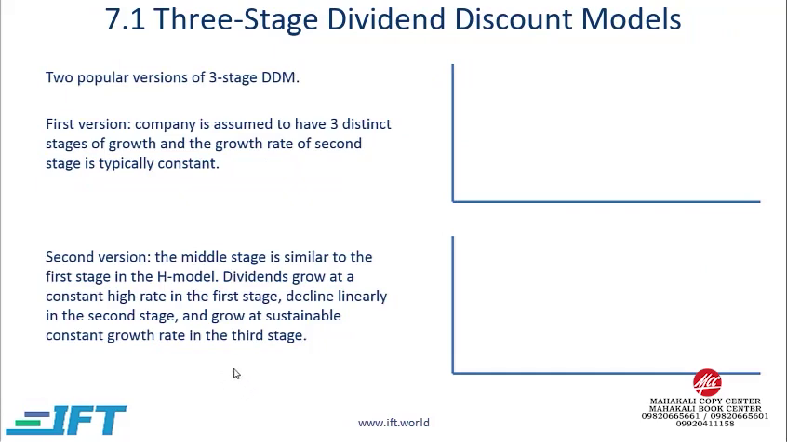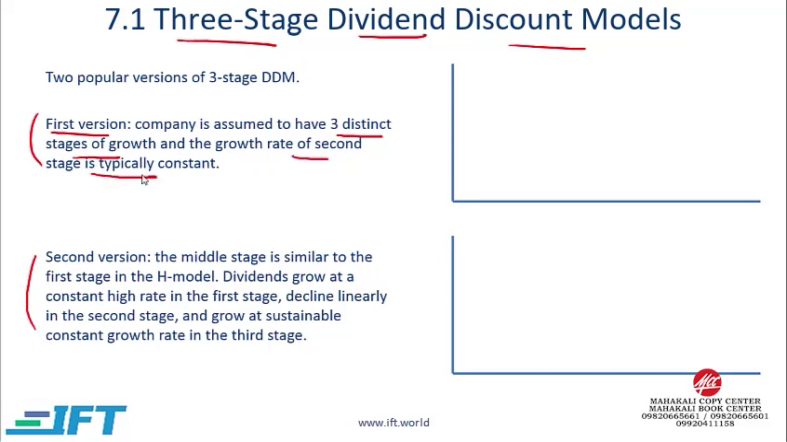Moving now to 3-stage dividend discount models. There are several 3-stage models, but two popular ones or two popular versions which are described here. In the first version, the company is assumed to have 3 distinct stages of growth, and the growth rate of the second is typically constant.